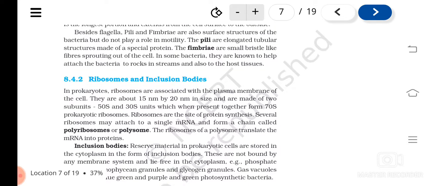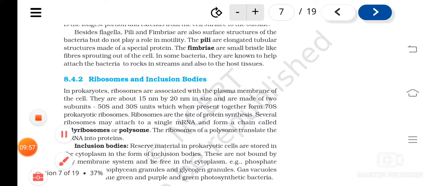Now we will see what ribosomes and inclusion bodies are present in the prokaryotes. In prokaryotes, ribosomes are seen associated with the plasma membrane of the cell. They are 15 nanometers to 20 nanometers in size, and they are made up of two subunits, the 50S and 30S subunits, and together they form the 70S ribosome of the prokaryotic cells.